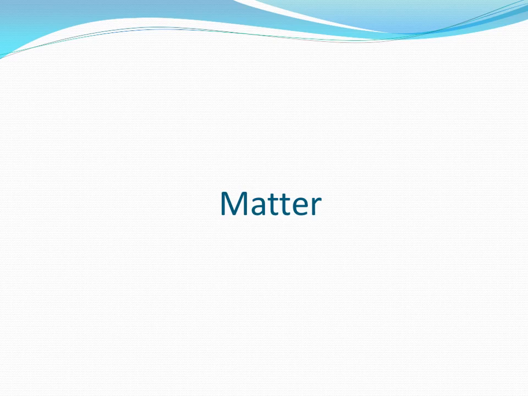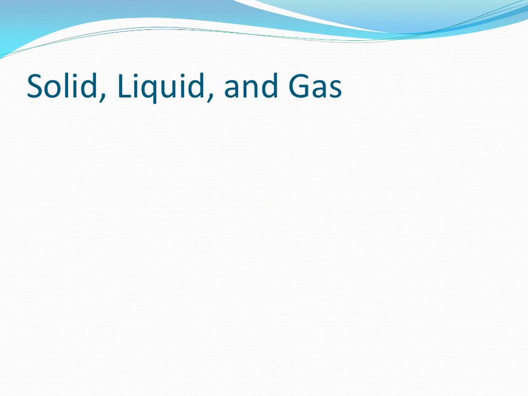In this next unit, we begin to discuss matter. As you may remember, matter is anything that has mass and takes up space, or volume. In this unit, we're going to look at different ways to classify matter. One obvious way to classify matter is by its physical state of matter, which is solid, liquid, and gas.